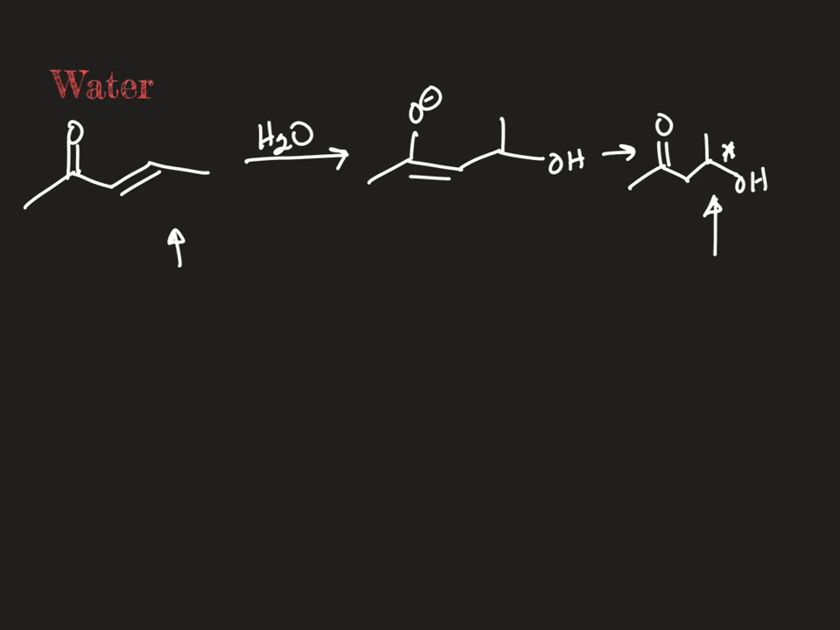So I have a carbon here with 4 different groups attached. So it's something to pay attention to, especially if your question's asking you to draw all products. You will get a racemic mixture, and it's just something to keep in mind.